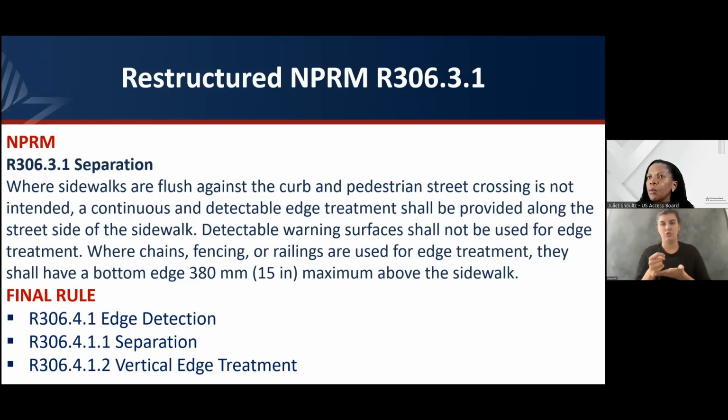So in the final rule, we broke down that provision from the NPRM into a provision at R306.4.1, edge detection, and two sub-provisions that explain the type of edge detection that's permitted. So one is at R306.4.1.1, separation, and the other is at R306.4.1.2, vertical edge treatment.